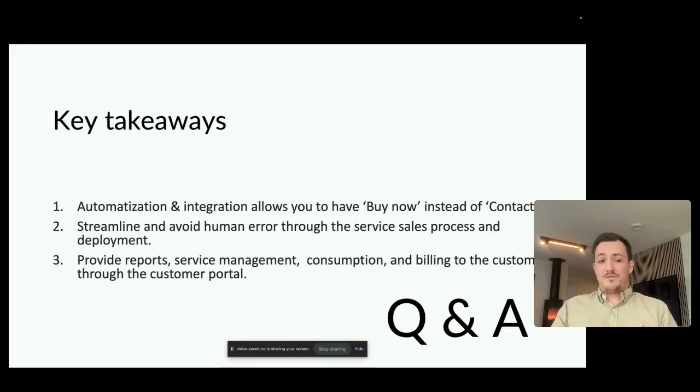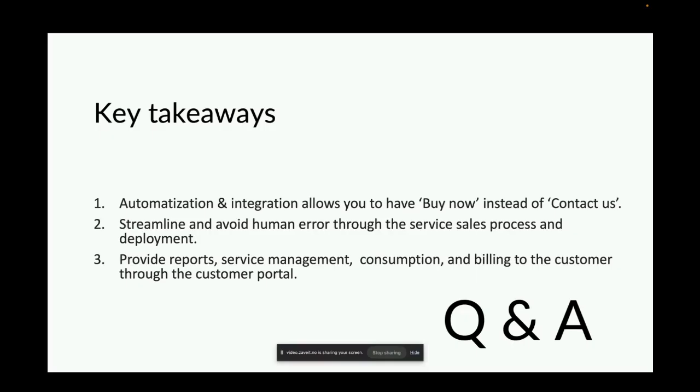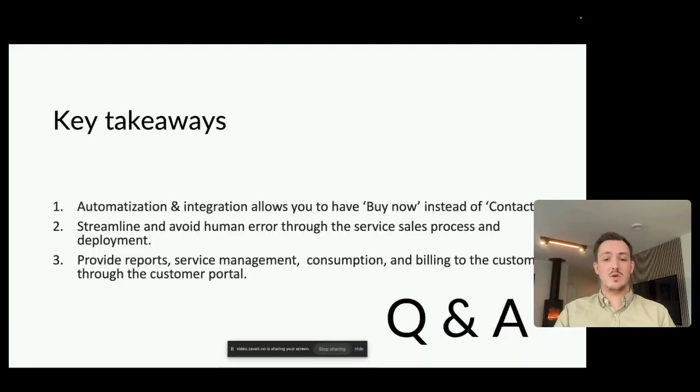So takeaways from this. Automation really allows you to have that buy now instead of the contact us button. But it also streamlines and avoids human errors throughout the process of the deployment and the lifespan of that service. It provides reports, service management, consumption, and billing through the customer portal. And of course, this gives you a really strong grip on the customer when you're adding multiple services to a customer through multiple automatizations and integration throughout the entire system.